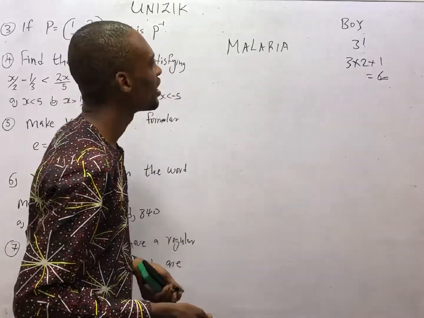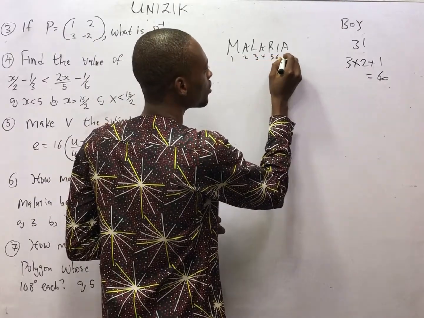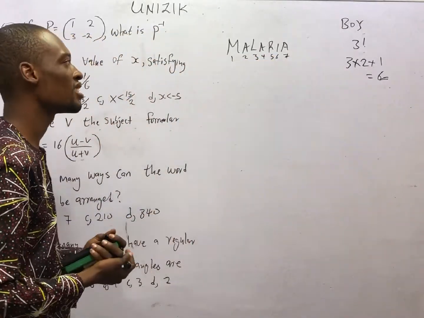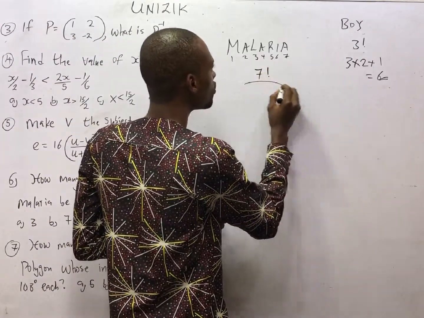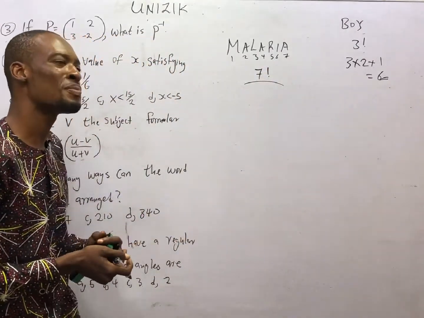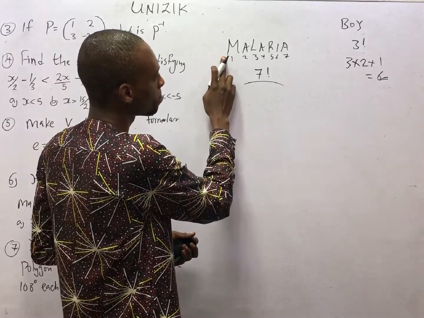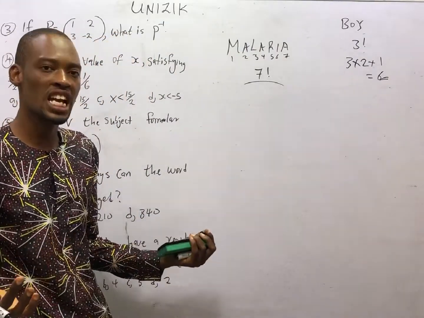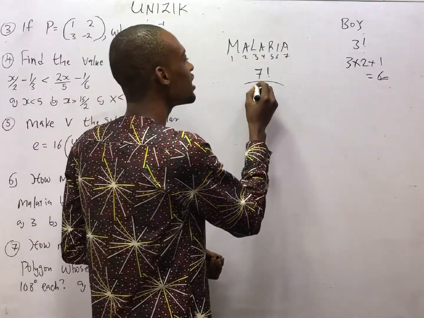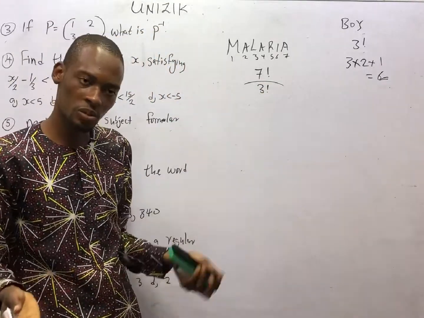Now look at malaria. How many letters? 1, 2, 3, 4, 5, 6, 7. We have 7 letters in the word malaria. So 7 factorial over, are any of the letters repeated? Yes. Only A is repeated. We have A 3 times. So a letter is repeated 3 times, 3 factorial.